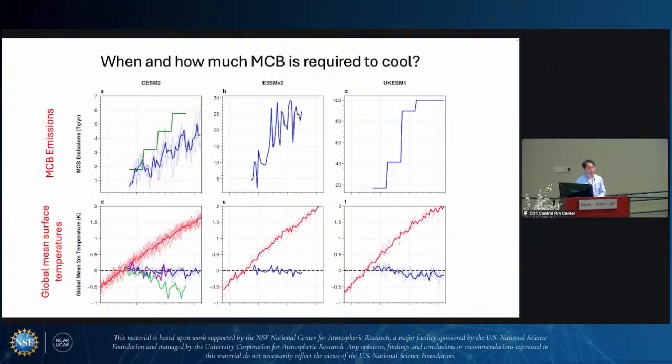And so I think one thing to point out here is that if you take a look at the y-axis on the top row, we are using a fairly large range of emission rates across the models. So in UKSM, we need as much as 100 teragrams per year, but in CSM, we only need about 5. So there's a very large uncertainty in the aerosol forcing that we get across these models. But regardless, when we calibrate the MCB emissions and then we apply them in these simulations, we are able to maintain this 1.5 K target pretty successfully.